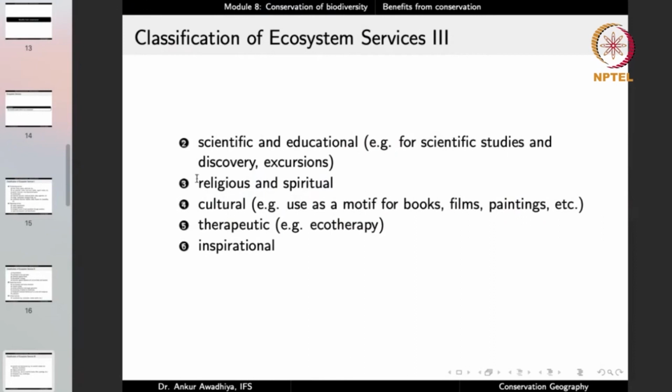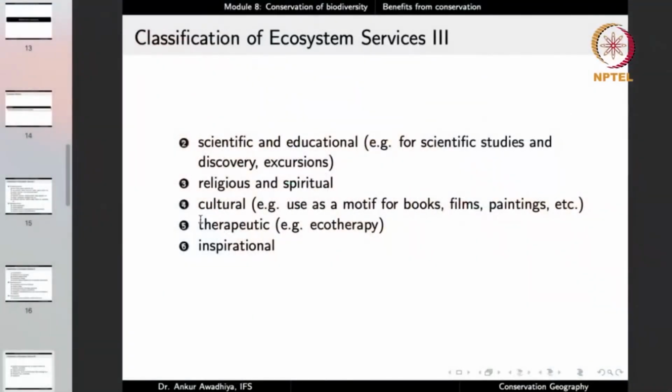Then we also have a large number of religious and spiritual services that are being provided, because a large number of trees and animals have religious significances, they have spiritual significances. People worship trees, people worship animals, and so they provide a service which is even a religious and spiritual service. Then there are certain cultural services. They are used as motifs for books, films, paintings, and so on.